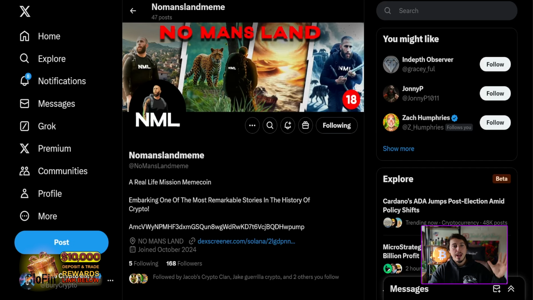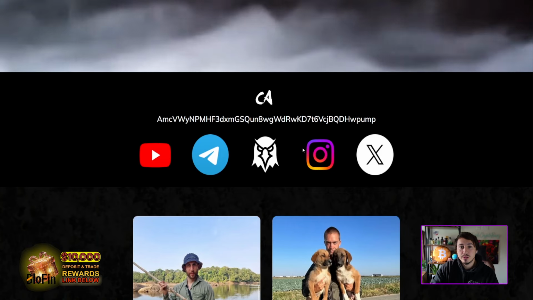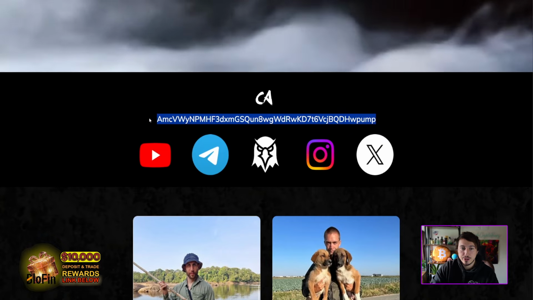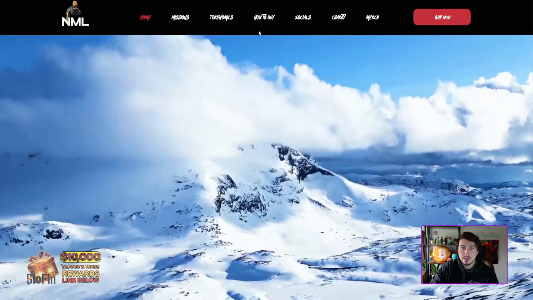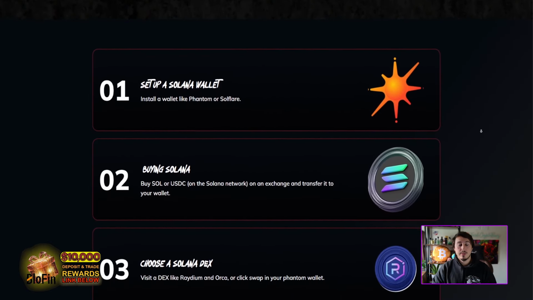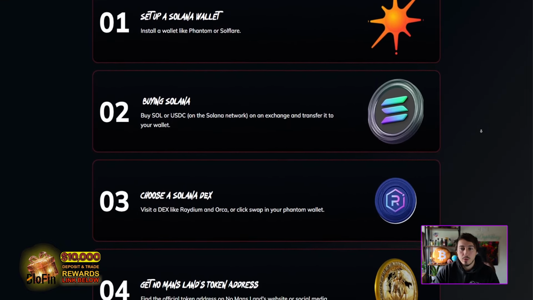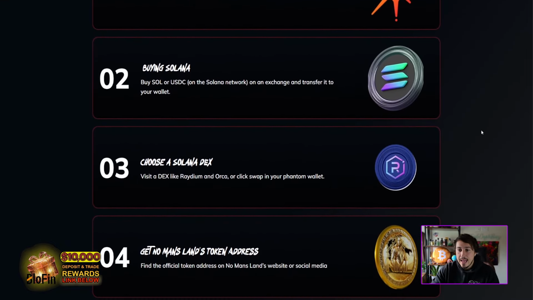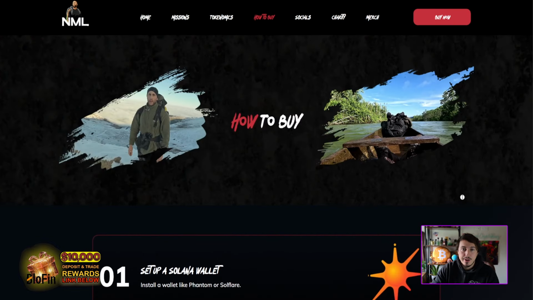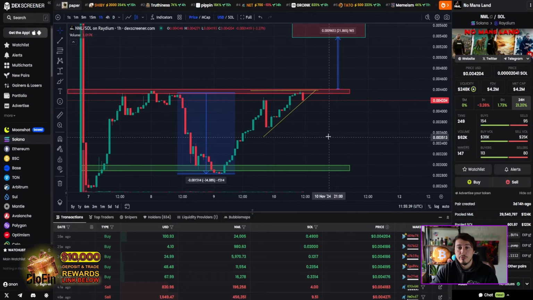So for sure, No Man's Land is worth checking out. Give them a follow. Check out their website. Do some research on the token. Here's the contract address. So if you're looking to buy it, you can do so. And it's very easy to buy on Solana. You need a Solana wallet like Solflare or a Phantom wallet. And you basically top up that wallet with Solana, and you convert your Solana into the No Man's Land coin, the NML token. And I think we will see a really good bit of price action for this token soon.